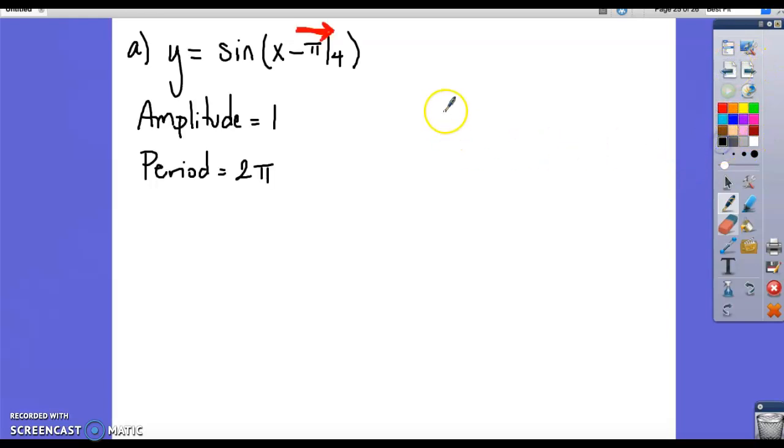Okay, so normally we've been graphing, right, and starting at the origin, and we've been going from 0 to 2 pi and then going in the opposite direction, 0 to negative 2 pi. Okay, that is going to change.